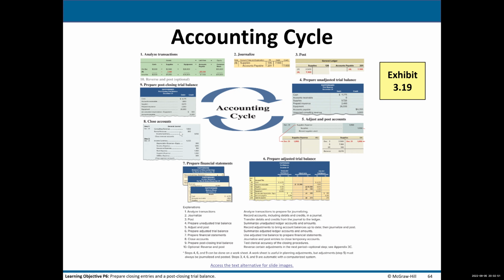We are going to prepare our closing entries, which will close all of our temporary accounts. We'll close revenues, close expenses, and close dividends. And when we do that, we can run our post-closing trial balance. And these are the numbers that we're going to use at the beginning of the next period. And at the beginning of the next period, we do the same process again. That's what we call the accounting cycle.